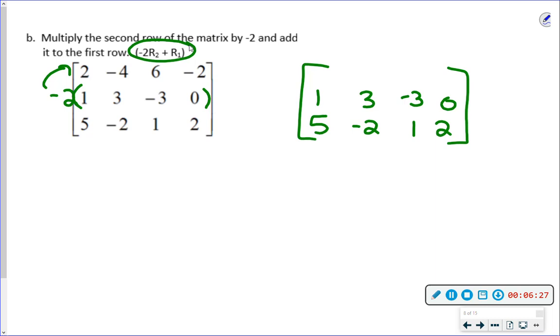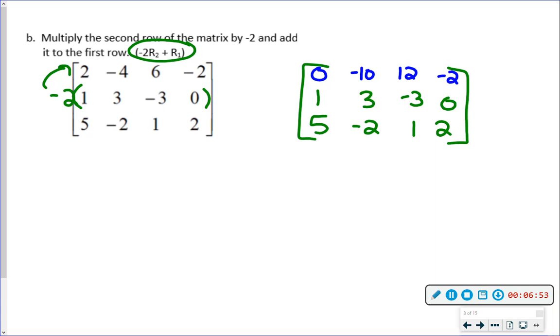And now I'm going to, of course, do that calculation. I'm going to times the middle by -2, add it to the top. -2 times 1, -2, plus 2. -2 times 3, -6, plus -4. -2 times -3, 6 plus 6. -2 times 0, 0 plus -2.